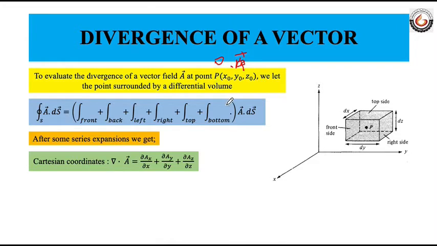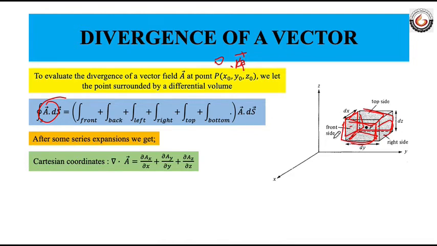Suppose we wish to evaluate the divergence of the vector field at point P, we let the point be surrounded by a differential volume as in the figure. The surface integral is obtained by the front surface, okay, similarly the back surface integration, then the left surface integration, right surface, top and bottom.